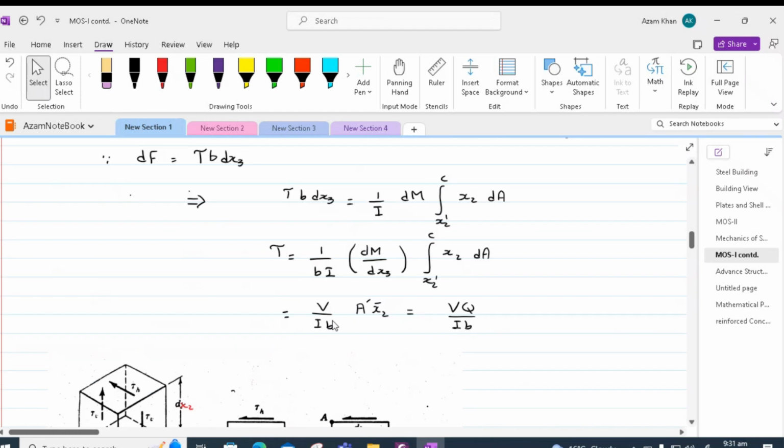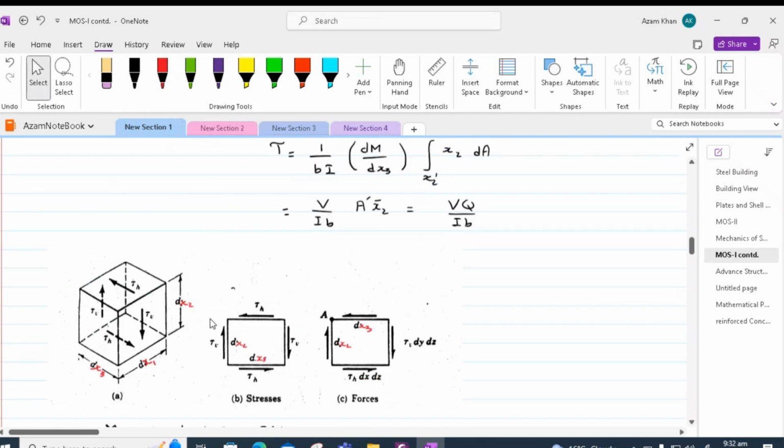dM by dx3 is equal to shear, and x2 dA is the sum of moments of the differential areas dA about the neutral axis. So therefore, this can be written as A prime x2 bar, and the term A prime x2 bar is called as the first moment of area, which is given the symbol Q. So tau equal to VQ by Ib is the shear stress equation.